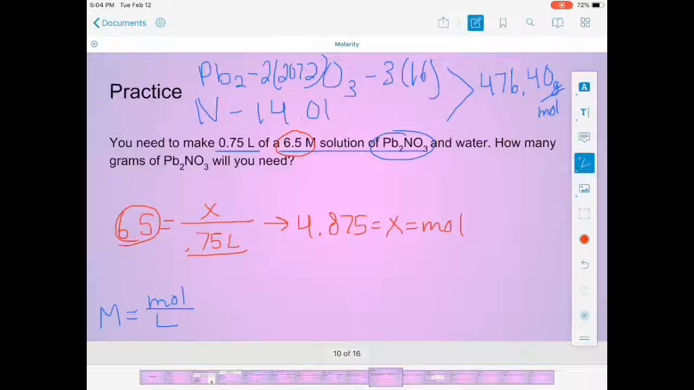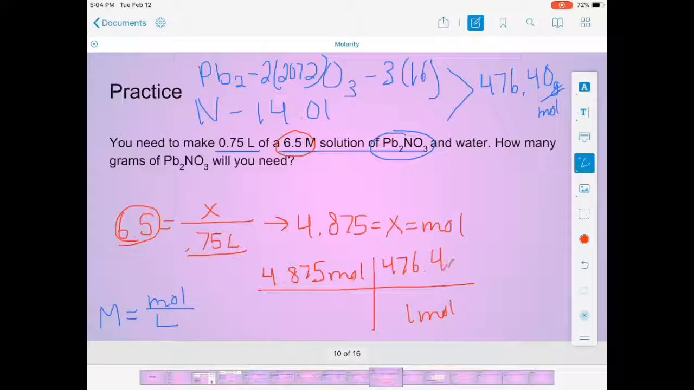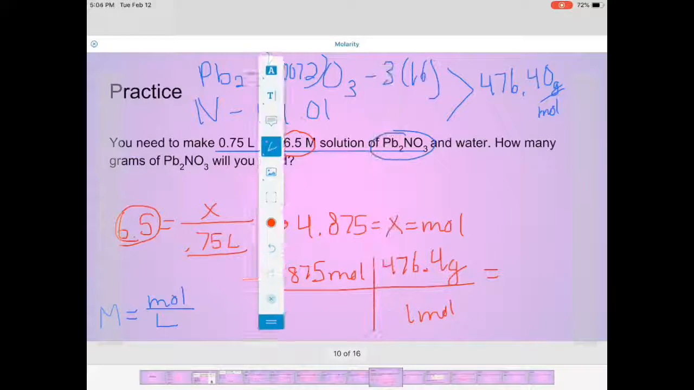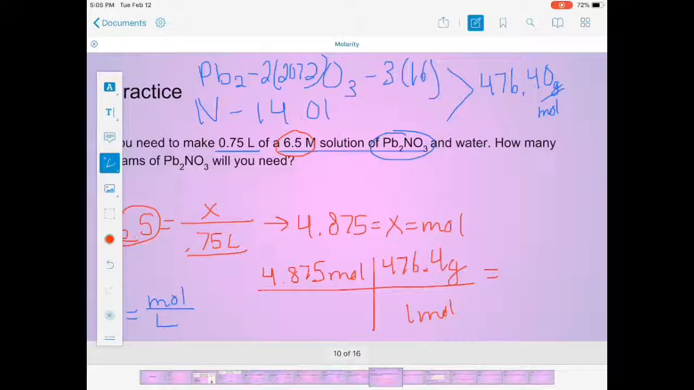So now all we have to do is convert from moles to grams. So 4.875 moles. And we'll use the molar mass. 1 mole will go down on the bottom because we want to get rid of it. Grams on top, 476.4 grams. We're going to just multiply straight across, and it's going to give us quite a few grams here, 2,322.45 grams.